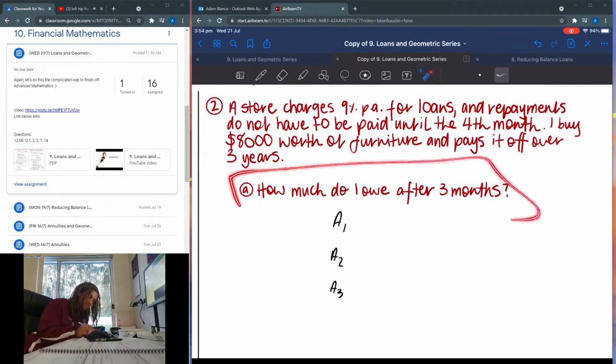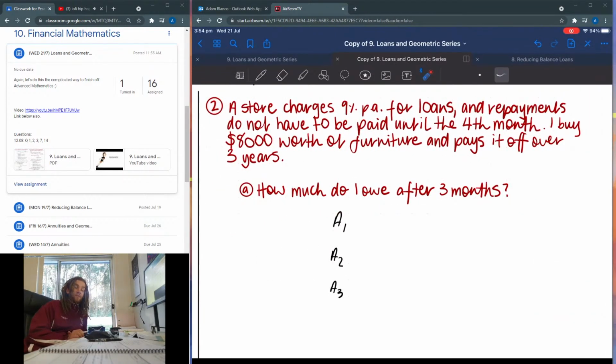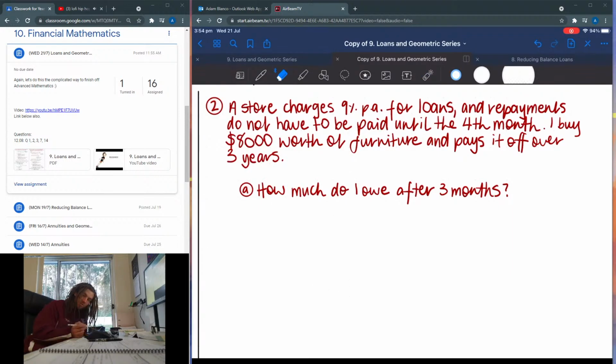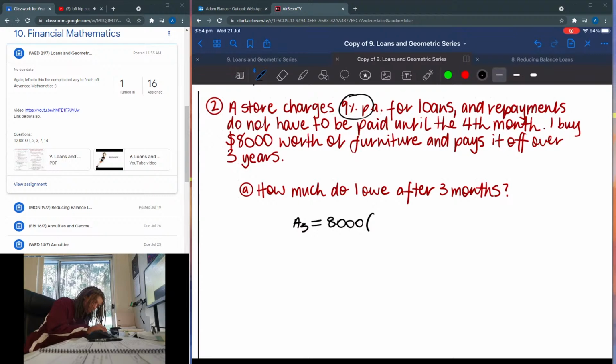So how much do I owe after the first 3 months? Well, I haven't made any monthly repayments. So this amount on my loan is just compounding by itself. So I don't actually have to do this 3 times. In fact, this is just regular compound interest. I'm not paying anything off. So in other words, my amount after 3 months is going to be what I start with, which is $8,000. It's a rate of 9%.